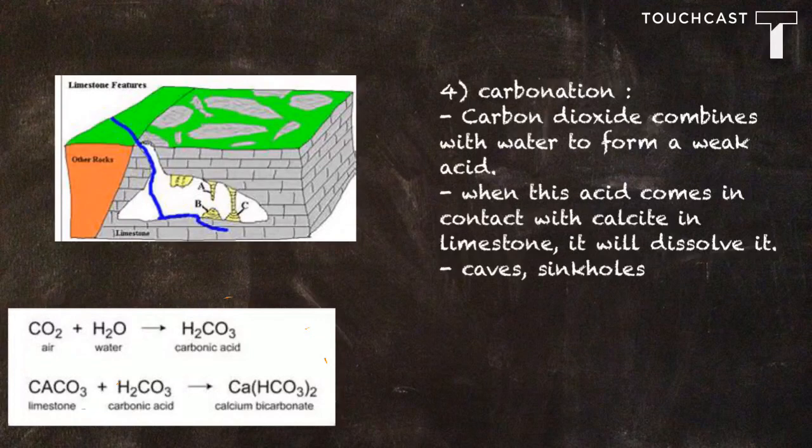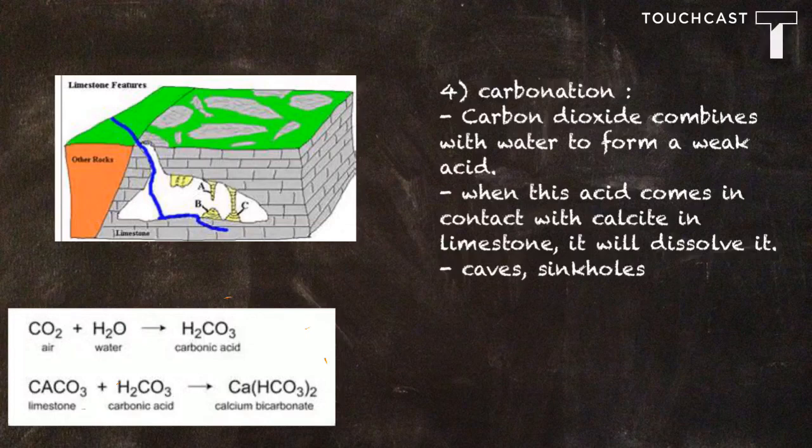Carbonation is the next type of weathering that I'm going to be talking about. It's when carbon dioxide in the air combines with water to form a weak acid. And when that weak acidic rainfall reaches back to the surface and hits minerals like calcite, which are in limestone, it will begin to dissolve it.